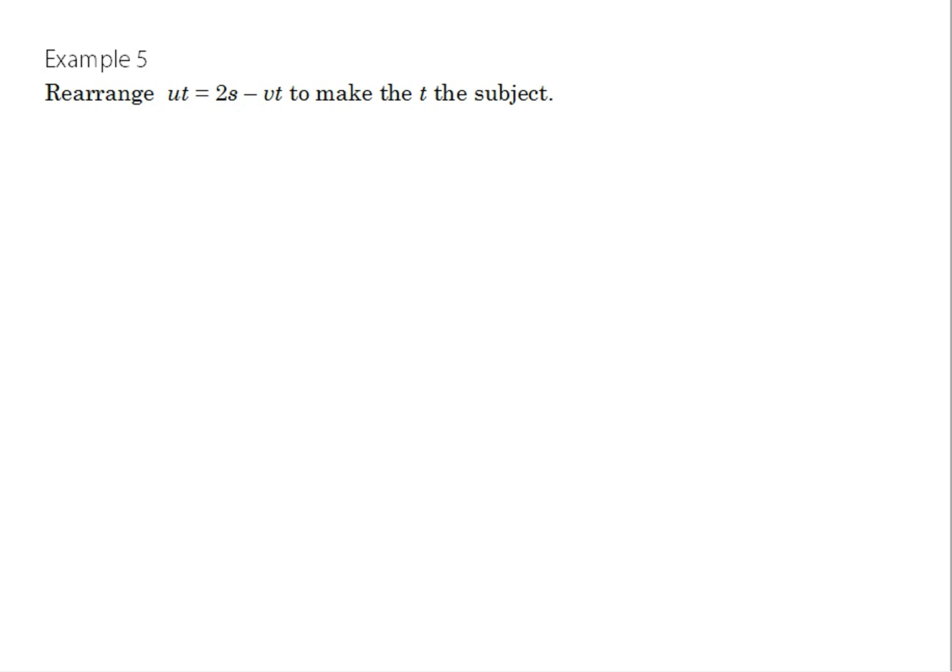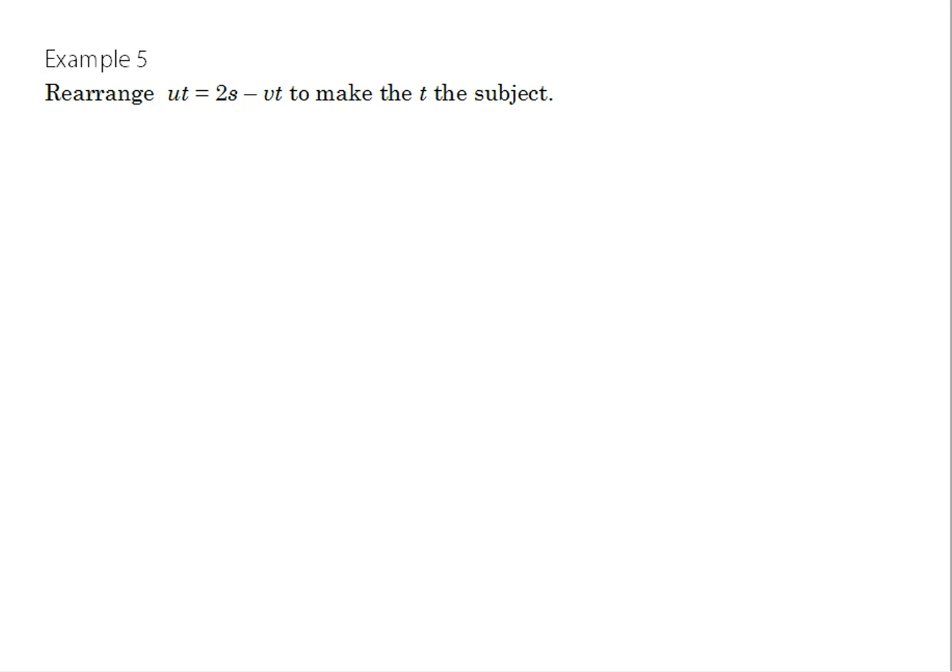Okay, in this last example, example 5, we wish to rearrange ut equals 2s minus vt to make t the subject. Now the first thing that we notice that's problematic here is that we don't have just one t to isolate. So you haven't made t the subject if you just divide by u. t equals 2s minus vt over u, because it's still got t in it. So you've got t in terms of t, you haven't isolated t and made it the subject of the equation.